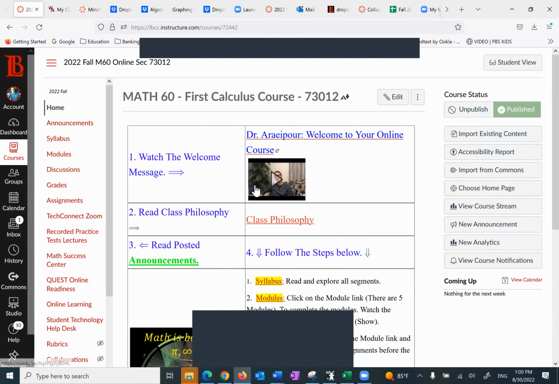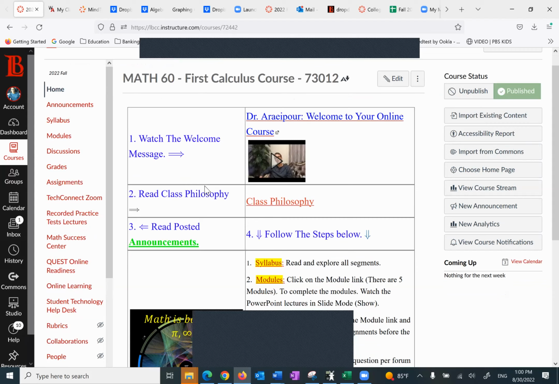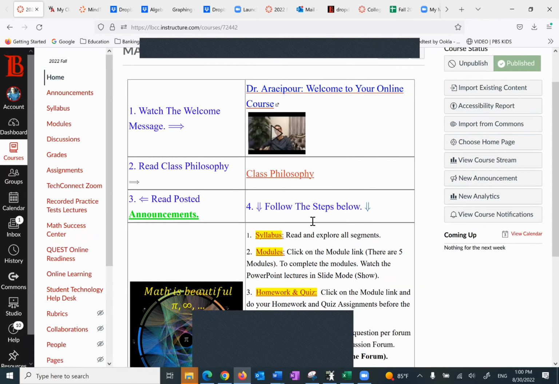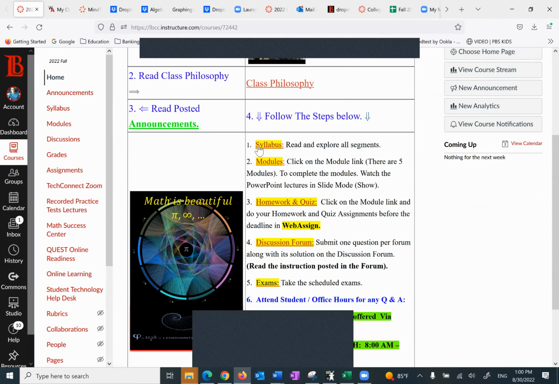So a quick recap. You go to the home page of Canvas. You have a welcome message, class philosophy, announcements. And by the way, on the week of the exam, you will receive an announcement regarding the exam and the password. Number 4, we went over the syllabus. Under the modules, you can find Webassign, homework and quizzes, and exams.